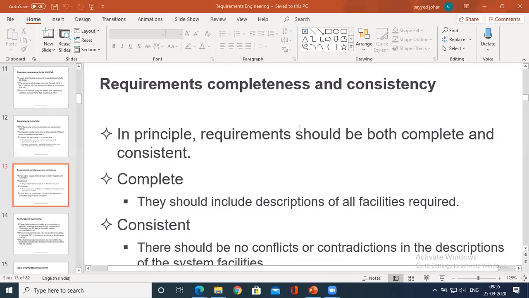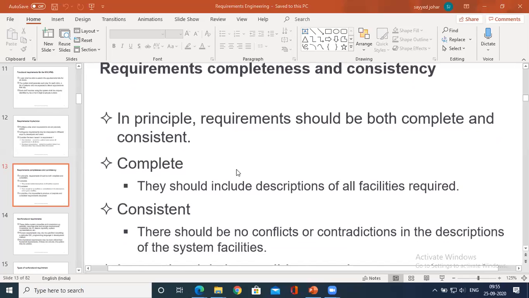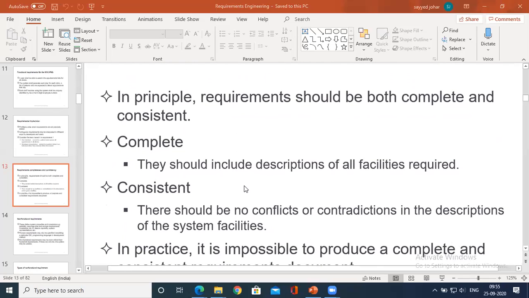When you talk about the completeness and consistency of the requirement, always the requirement should be complete and consistent. It is the same scenario I said: if I tell you to write a program without giving any clear clarification of what the program does, what is the basic input, and what this input does, you will not get a clear clarification of the requirement. In the same way, the requirement should always be complete and consistent. Complete in the sense it should include a brief description of all the facilities required. Consistency means there should not be any sort of conflicts or contradictions.